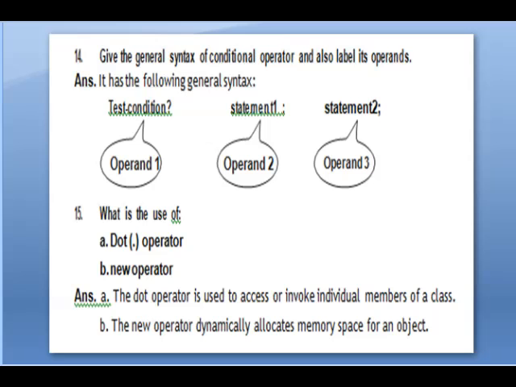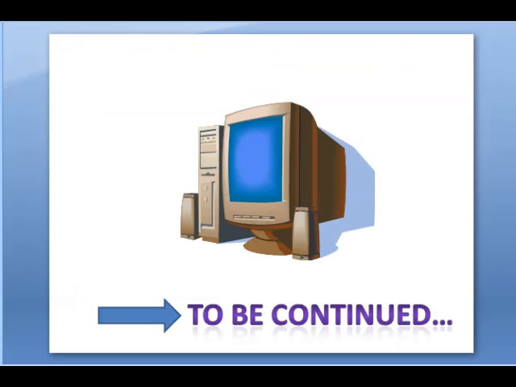So students, section A, the 15 question answers, are over. In the coming part we'll see section B, what will be the output of the following programs.